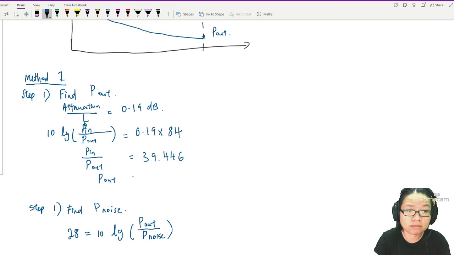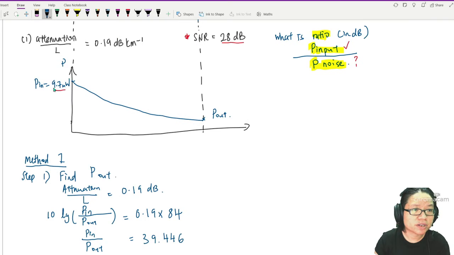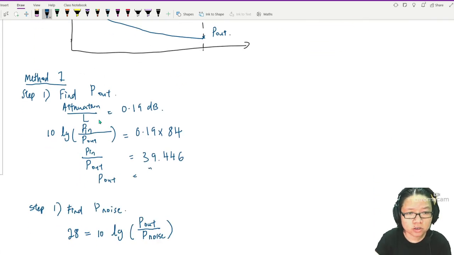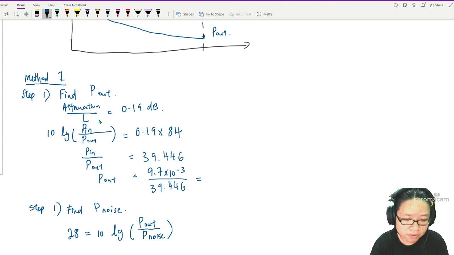because I have P in. So the input was 9.7 milliwatt. So 9.7 times 10 to the power negative 3 divided by, bring over 39.446. You can put 39 also if you want. I just want a bit more accuracy. So 9.7 times 10 to the negative 3 divided by answer. So this will be 2.459 times 10 to the power negative 4 watt.